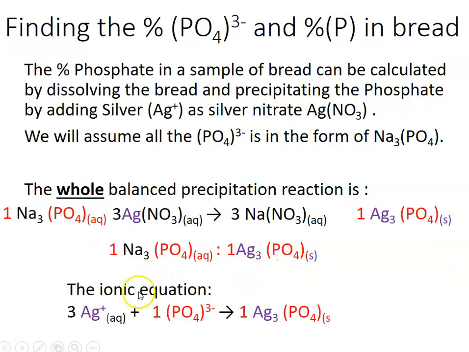So sometimes it's good to just write the ionic equation, and then you can see the silver. I've written the silver first because when we write the formula we put the cation first. So we need 3 silver. When you do an ionic equation, you show the charge on the ion and you show the charge on the phosphate ion. So there's a 3 minus charge, which means that's why we need 3 silver ions to balance the phosphate.